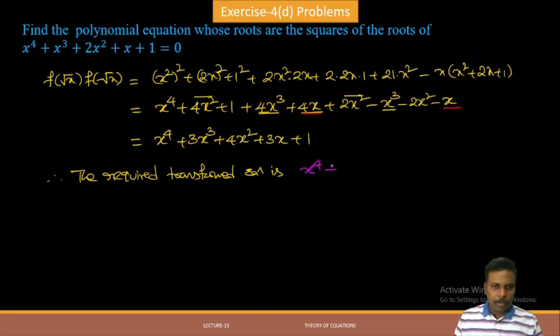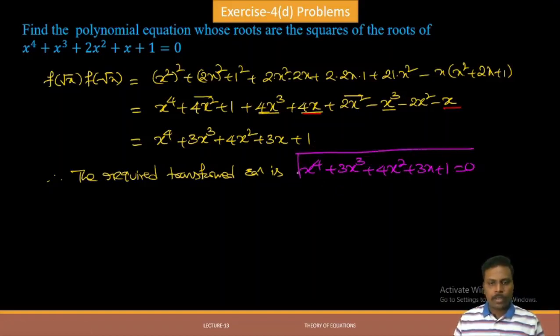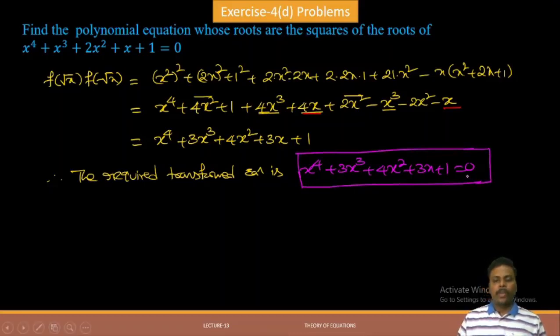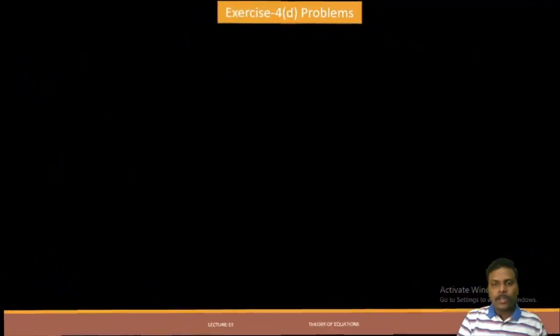x to the power 4 plus 3x cube plus 4x square plus 3x plus 1 is equal to 0. This is the required transformed equation. Let me box this expression. Okay, hope you have understood the problem. Let us solve the next problem.